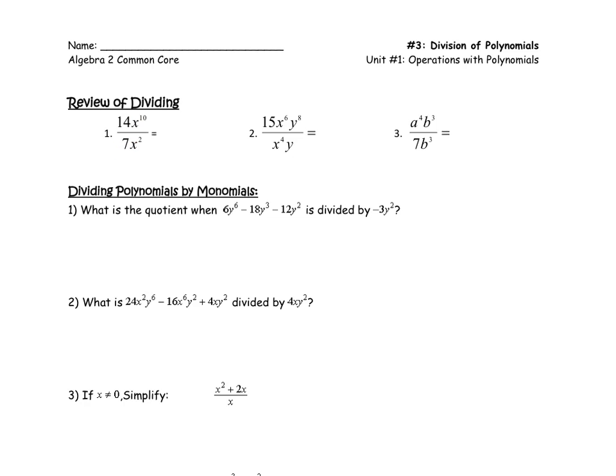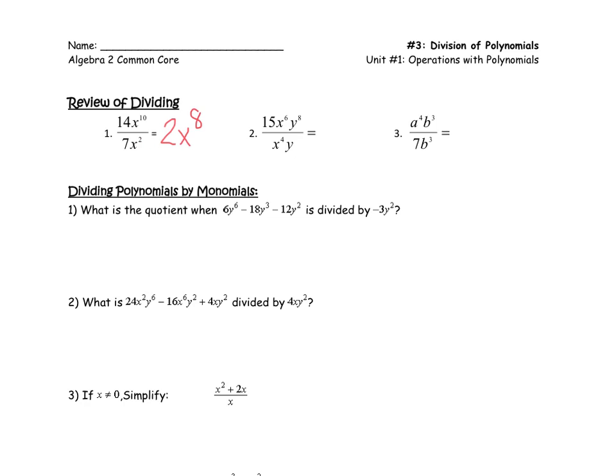So 14 divided by 7 will give me 2. And we keep the base, just like in multiplying, except now, instead of adding the exponents, we're going to, you should be saying subtract. So 10 minus 2 is 8. So 2x to the 8th.